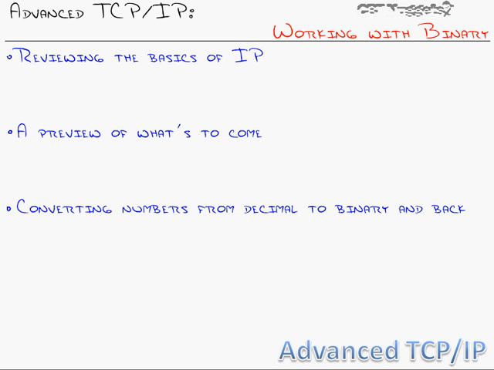So the first piece of understanding subnetting is working with binary. Before we just jump straight into binary, I want to do a little bit of review of the basics of the IP protocol. Talk about where it comes from, what it does, that sort of thing. Just a quick high-level review. And I'd also like to give you a preview of what's to come around the corner with the next version. Finally, we're going to take some time and look at converting numbers from decimal to binary and back, one of the essential skills you must have for subnetting.